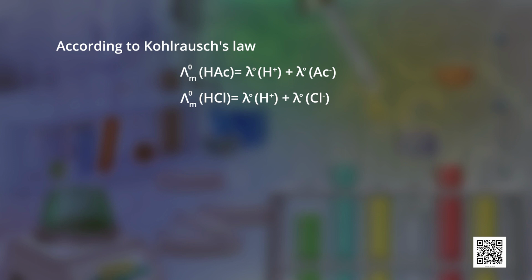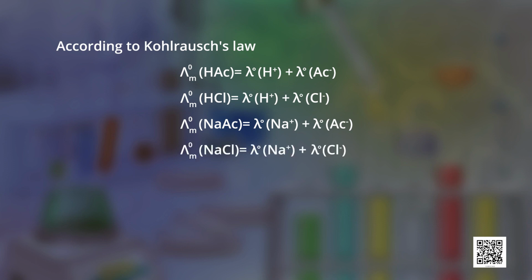Lambda m naught for hydrochloric acid is equal to lambda naught for hydrogen ions plus lambda naught for chloride ions. Lambda m naught for sodium acetate is equal to lambda naught for sodium ions plus lambda naught for acetate ions.